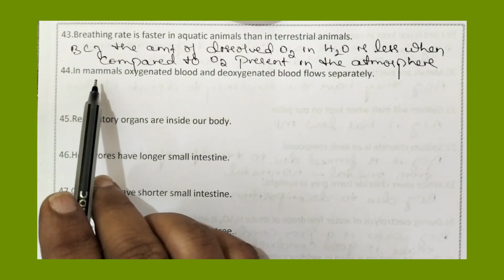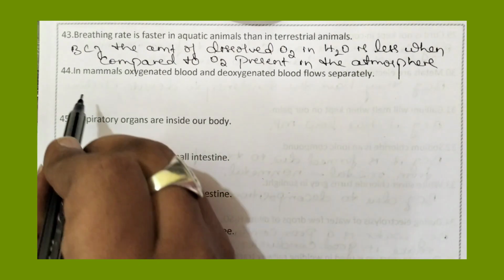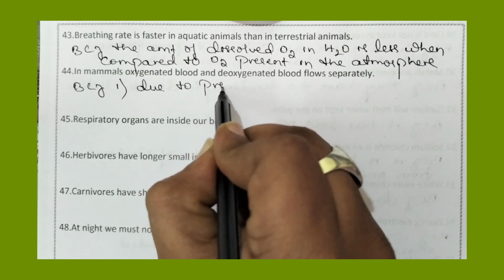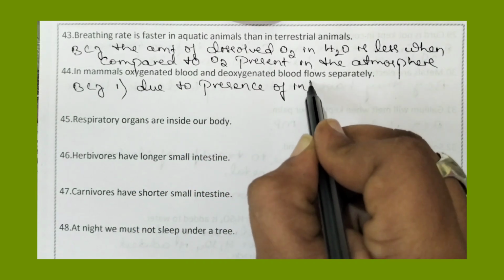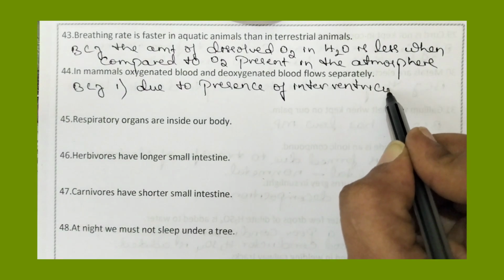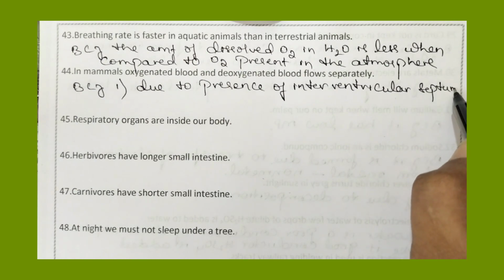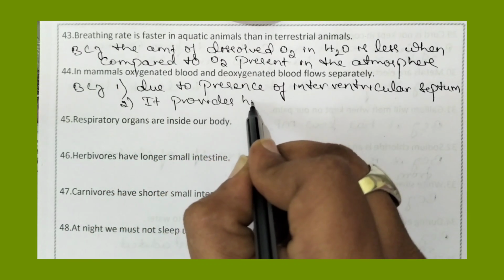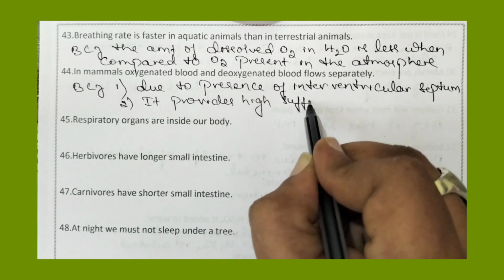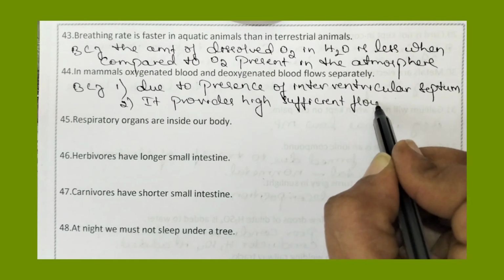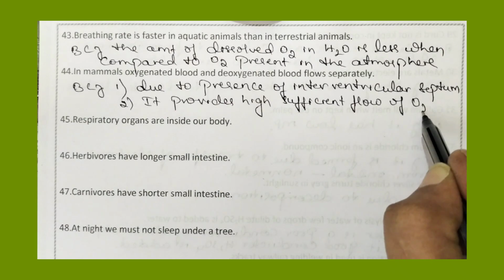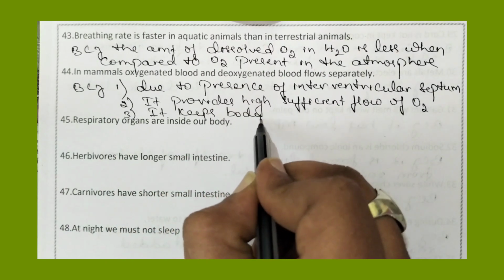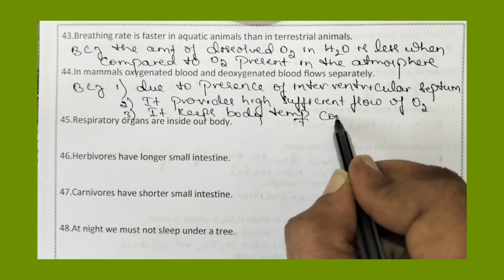Next, 44th question. In mammals, oxygenated blood and deoxygenated blood flow separately because, first, due to the presence of the interventricular septum; second, it provides a sufficient supply of oxygen; then the third one, it keeps body temperature constant.